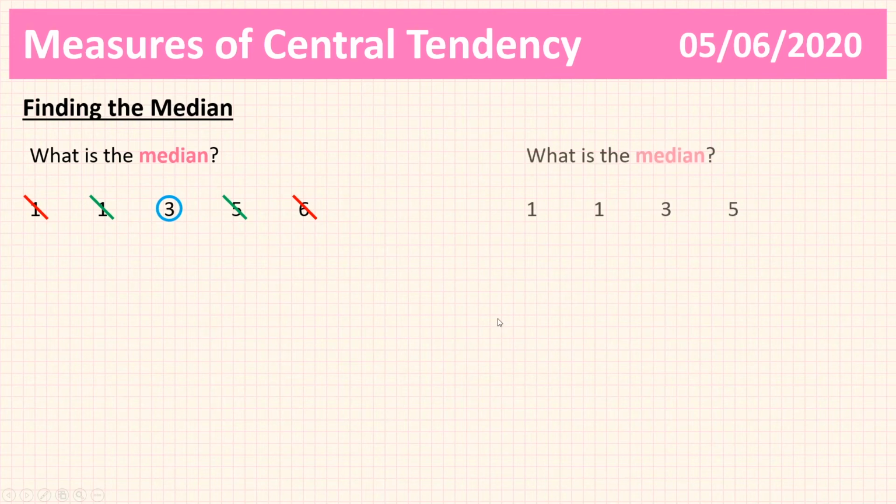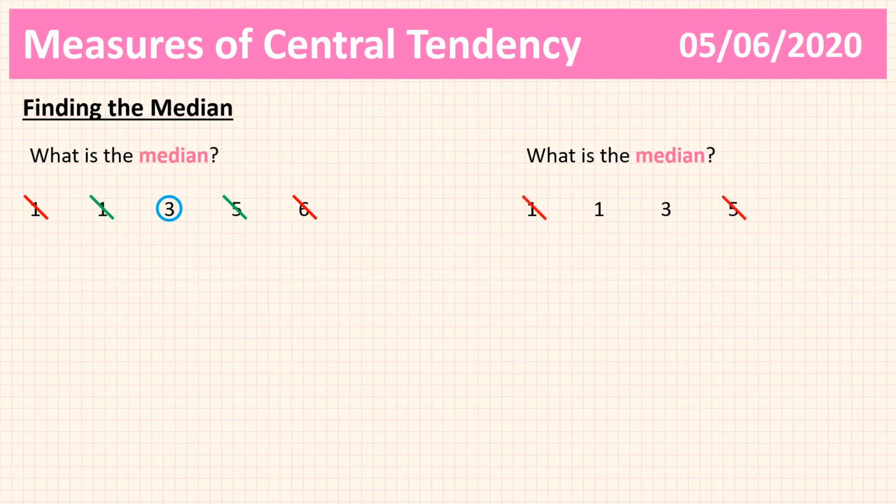Okay, so here's another set of data. Pause the video. What's the same? What's different? Okay, so if you look, once again, the data points are in ascending order. The difference is, the one on the left, the first question that we answered, has 5 data points, and this one has 4. Now, let's have a look at how that changes how we work out the median.